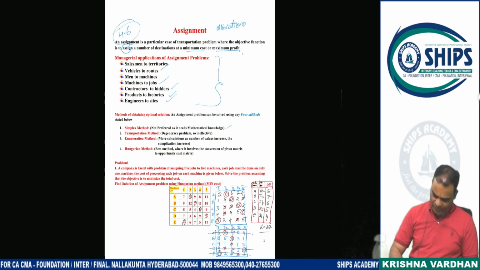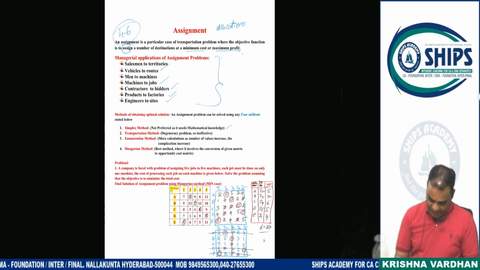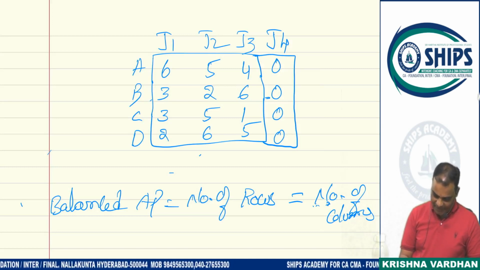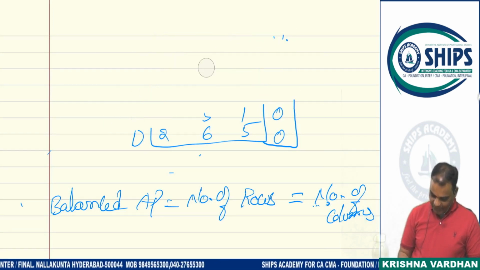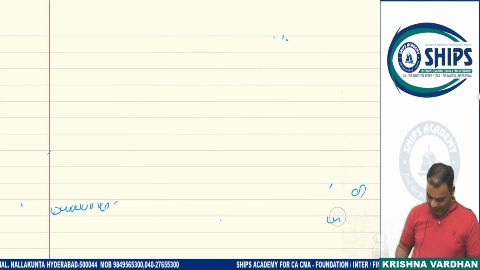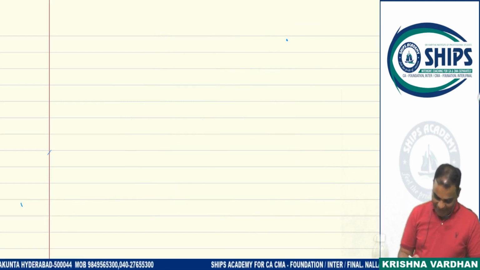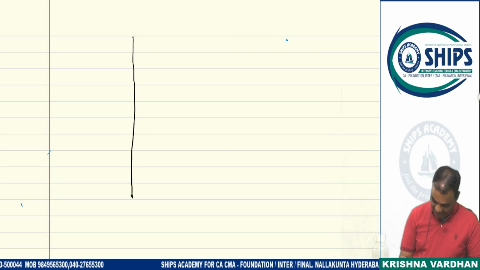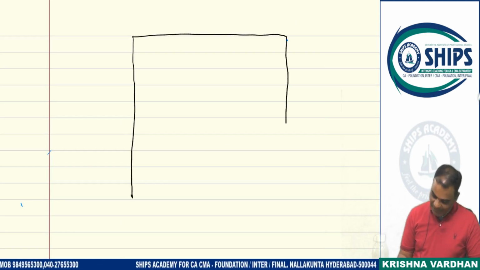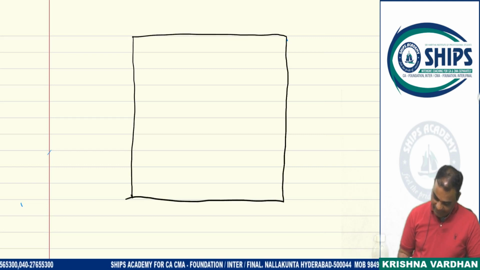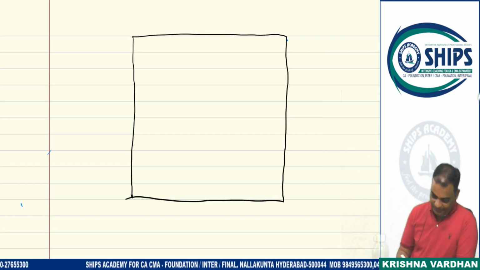Let me see if there's a question, or we'll cook our own question. How many rows, how many columns? Don't tell me 2 into 2. How many rows, how many columns? Unbalanced we'll practice later. I'll give balanced only now.